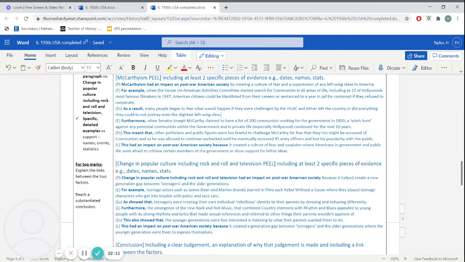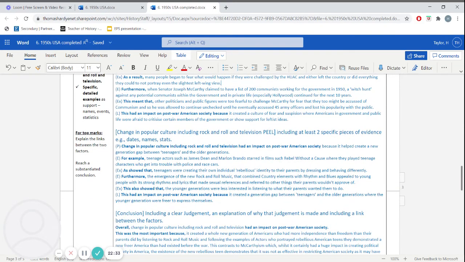So again, we've got a piece of evidence showing an example of how McCarthyism changed American society and an explanation of the impact of that. So we've got politicians and public figures refusing to challenge someone like McCarthy and then him able to just do whatever he wanted.